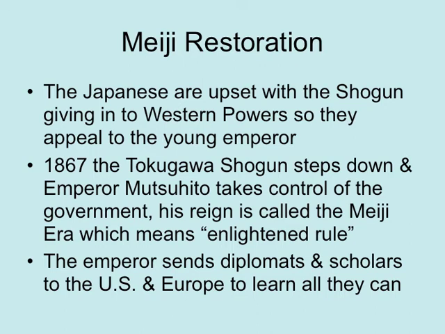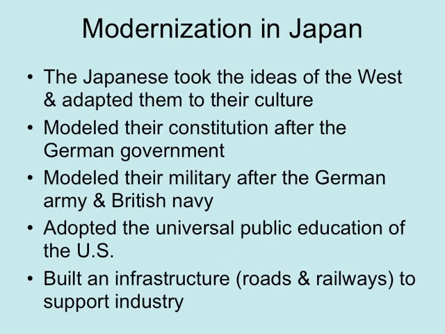And he goes on to send diplomats and scholars to the U.S. and Europe to learn everything they can about modernization because he feels that is the way that Japan will get ahead. All right, so modernization in Japan. They take the ideas from the West and adapt them to their culture. So they really like the way that the German government operates, so they model their constitution after that.